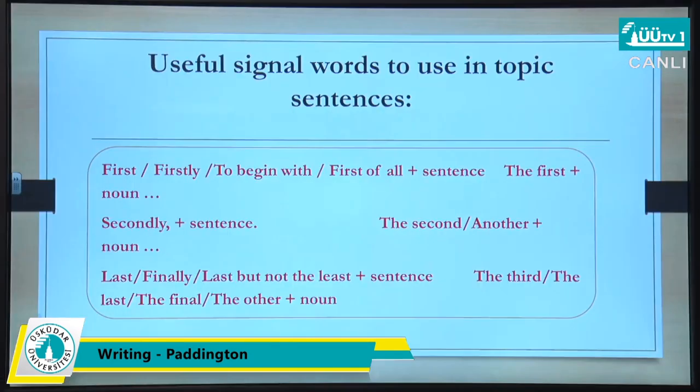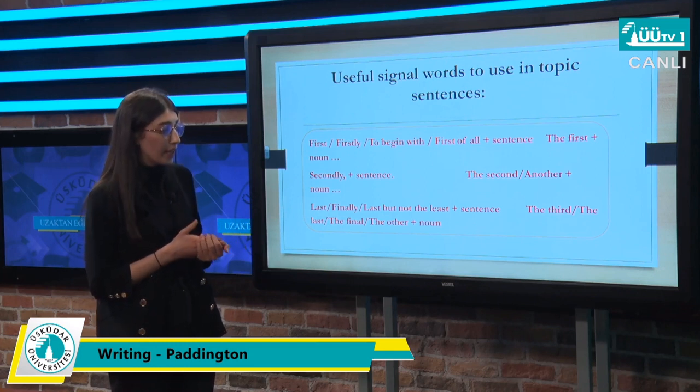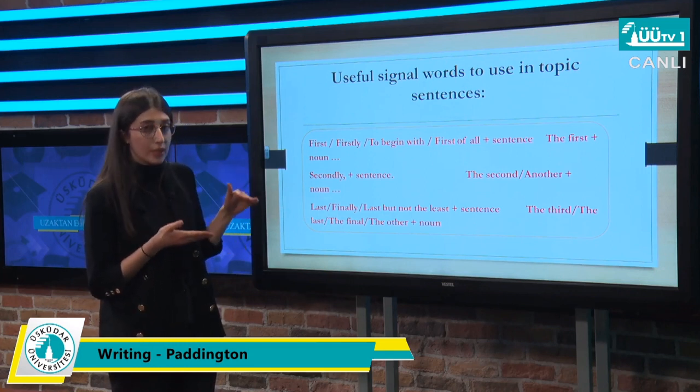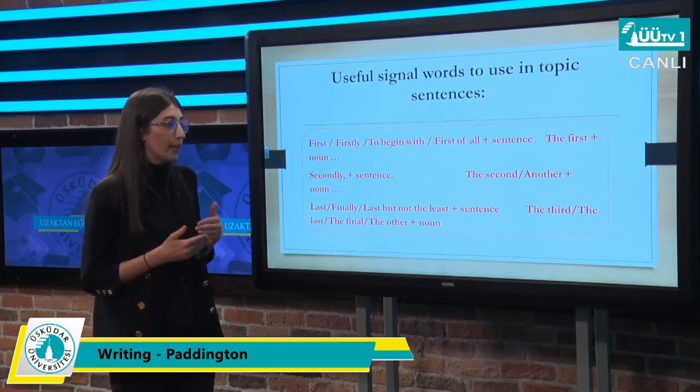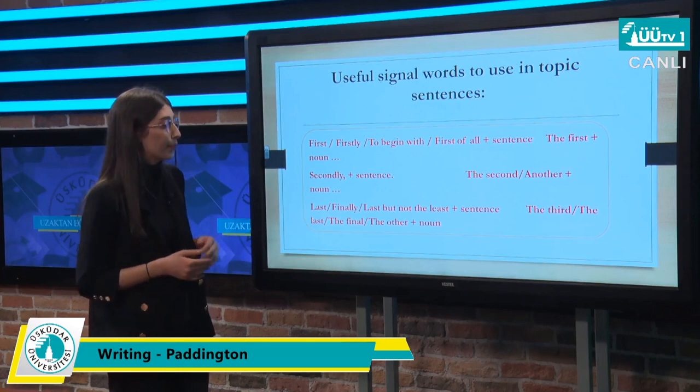Here, again, I presented some signal words. Of course, there are more, but these are the most commonly used, like first, firstly, to begin with. If you're writing the first paragraph, in the second paragraph you are using signal words like secondly, and in the last one you are using last, finally, and these signal words will help you to create a good flow in your writing, a fluency.